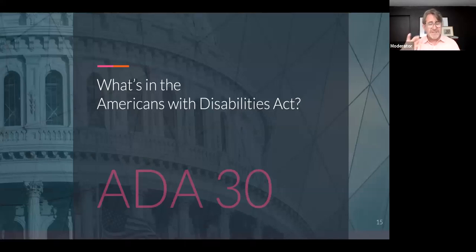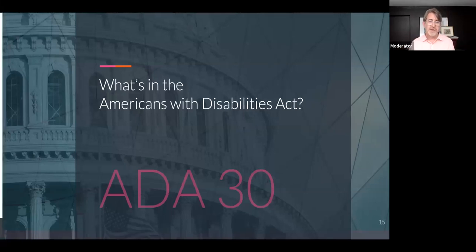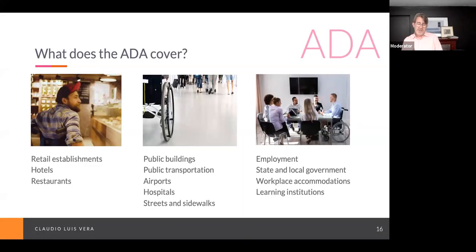And so what's actually in the Americans with Disabilities Act? Well, there's a section of it that covers retail establishments, hotels, restaurants, anything that you would call a public accommodation. So any sort of public building or public transportation or an airport, a hospital, streets and sidewalks, all of that is covered under public accommodations. But there's also sections of the Americans with Disabilities Act that cover employment and say that you can't discriminate against somebody for a job on the basis of their disability. You also can't make the hiring process more difficult for somebody who has a disability.